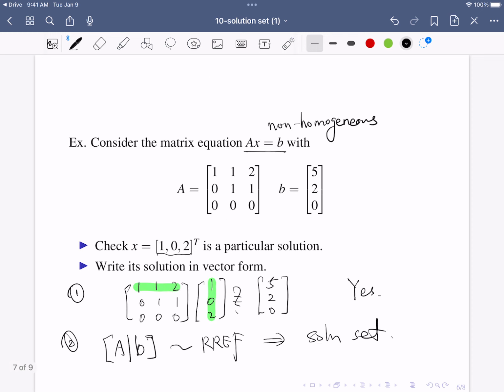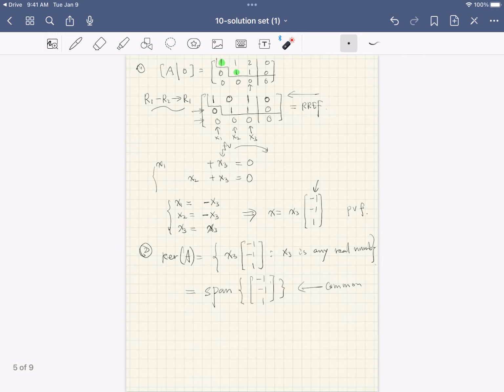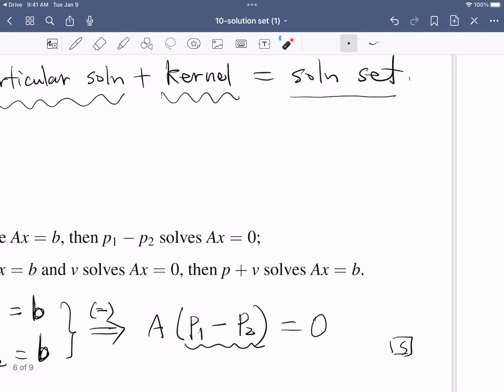What does it mean? For this example, we already have one particular solution. We don't need two particular solutions, that's too many. Only one is sufficient. And then we need the kernel structure. The kernel structure is given by here. So this is the kernel structure. All right, just add them together.